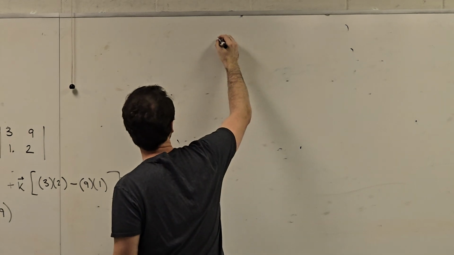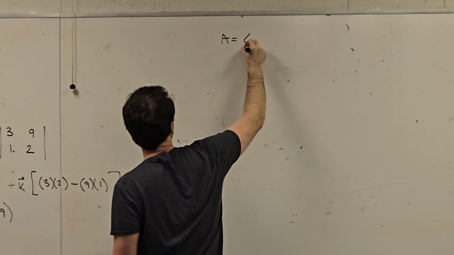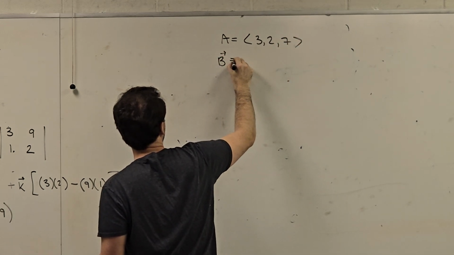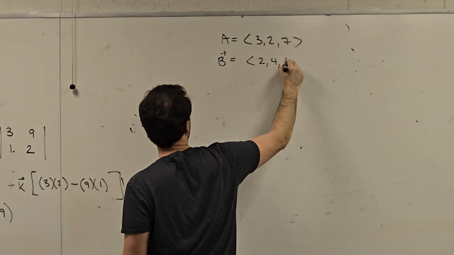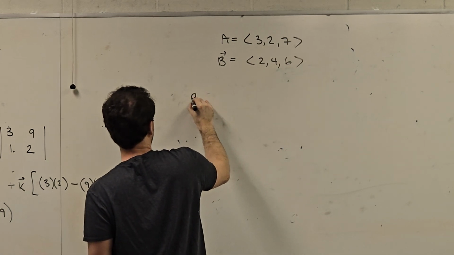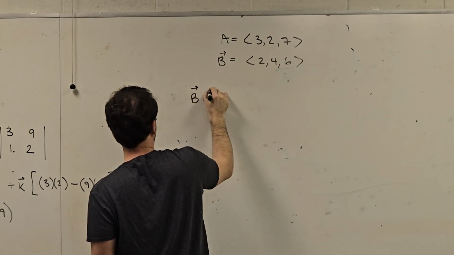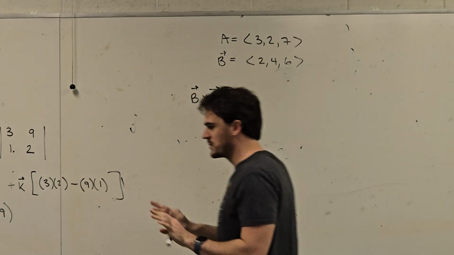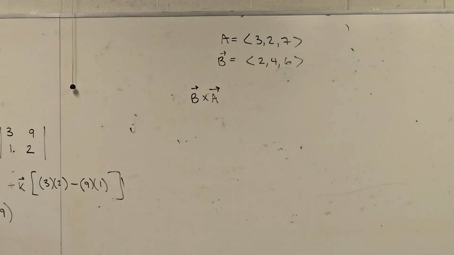All right, Chloe, what's your favorite 3 vector? 3, 2, 7. And then Tanner? 2, 4, 6. All right, so now we want B cross A. Just be careful, the order does matter. So we want to make sure that when we set it up, our second row is the B vector.